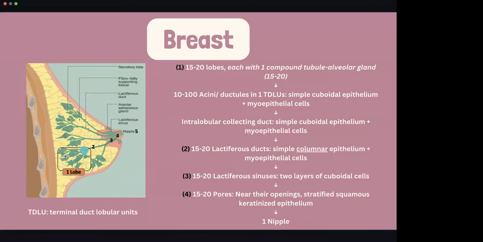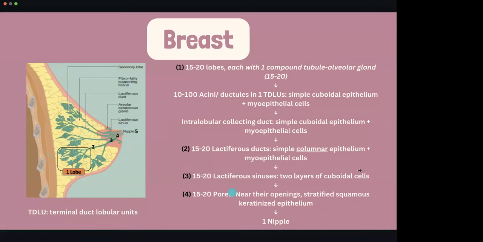So that's the lobe, and then the acini in it, and then the ductules, and then it moves over here, and it becomes the intralobular collecting duct, again lined with simple cuboidal epithelium with myoepithelial cells. And then it becomes the lactiferous duct. And in this duct, it changes from cuboidal to columnar with myoepithelial cells. And then we move again to the lactiferous sinuses. And these sinuses have two layers of cuboidal cells. And then we move again to the pores, where near their openings, they have stratified squamous, keratinized epithelium. And then finally, the nipple. So that's like the whole way there.